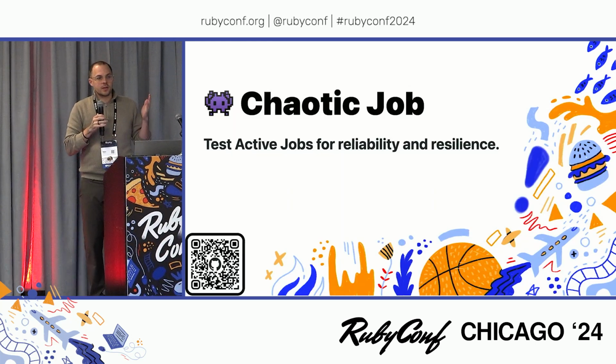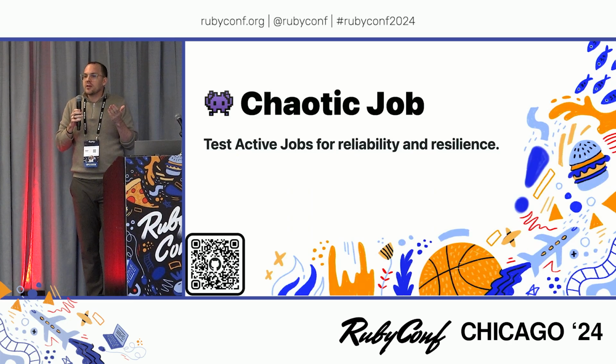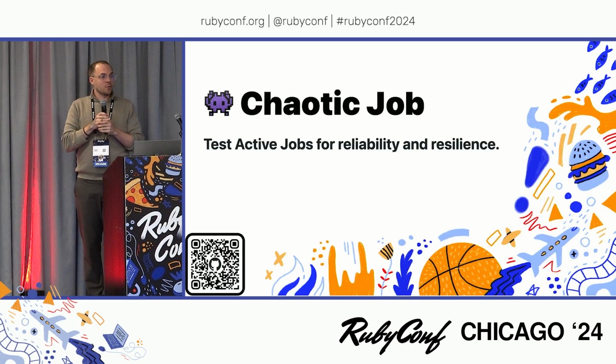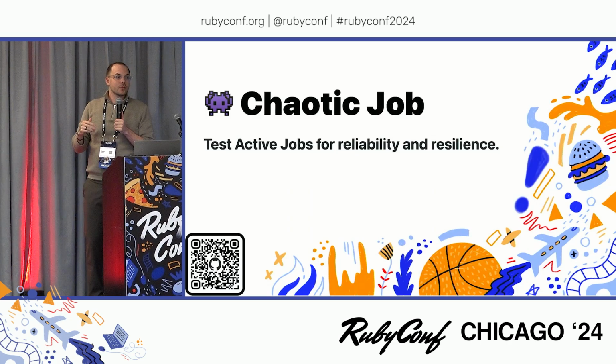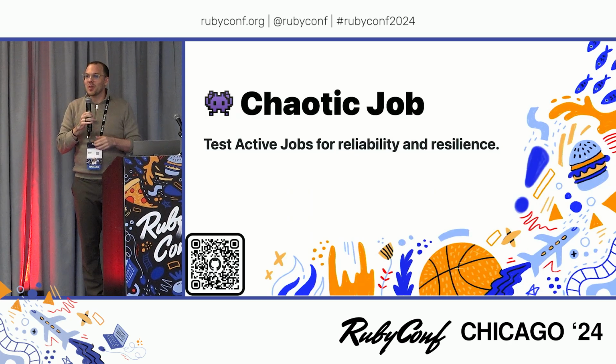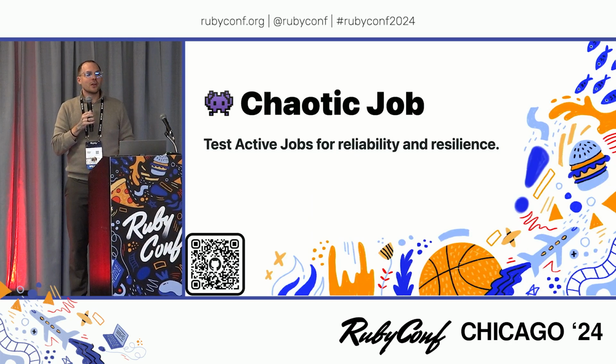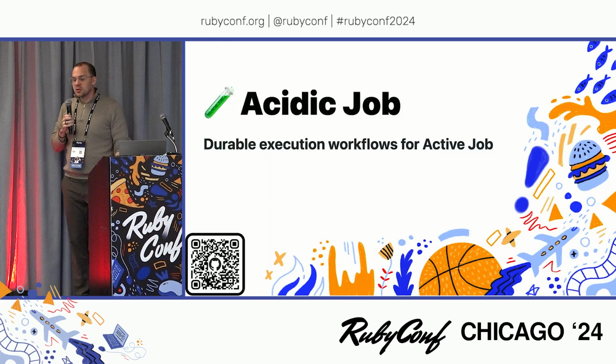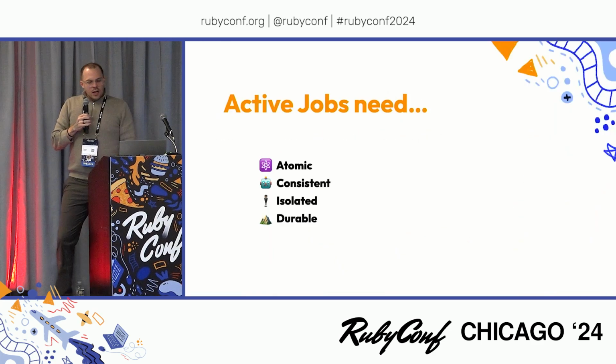But of course, how do you actually build reliable jobs? You can find out that your jobs aren't very reliable. Chaotic job will help you with that. It'll show you precisely where you have problems. How do you solve those problems? That's where we turn to acidic job. A little bit of context.